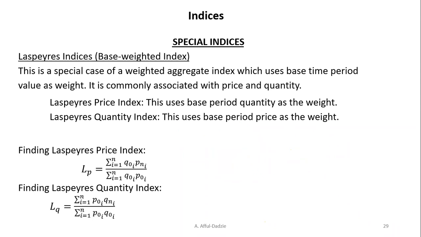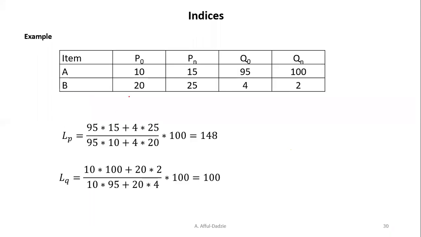So for the Laspeyres price index, we have the base quantity multiplying the current price, divided by the base quantity multiplying the base price. For the Laspeyres quantity index, it reverses. We'll now use the base price multiplying the current quantity, divided by the sum of the base prices multiplied by the base quantity. So let's get into it. Let's see if we have a question here.